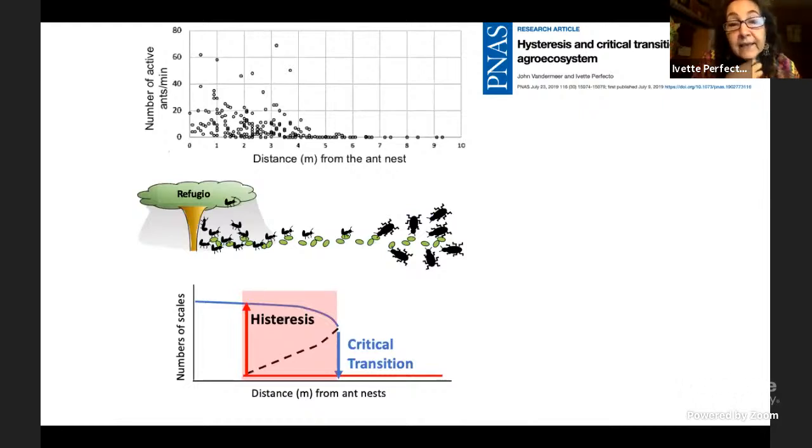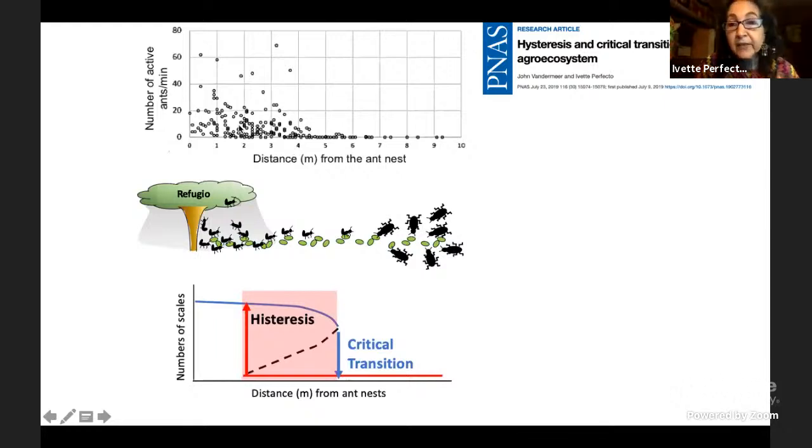So what we did then, after just playing around with the model, we sampled the ants on coffee plants at various distances from the tree where the ant was nesting, and we get this graph here. As you can see, this is distance from the nest, and this is the number of active ants per minute. You can see that there's a lot of ant activity all the way to about 4 meters, between 3 and 4 meters from the tree where the ants are nesting.